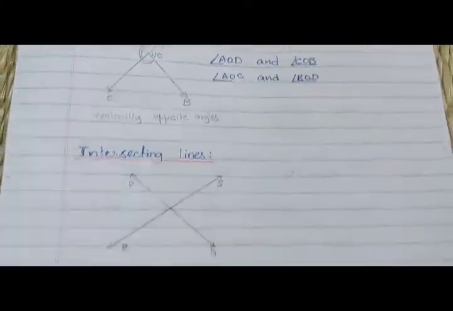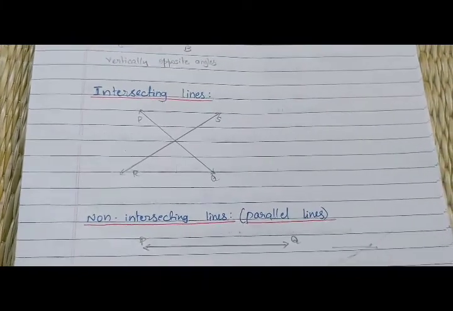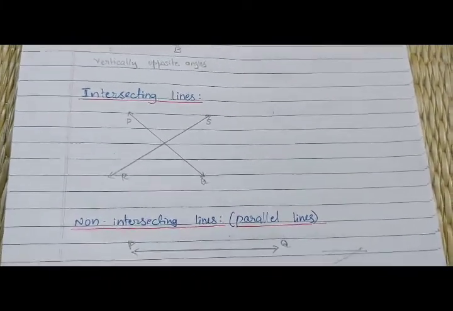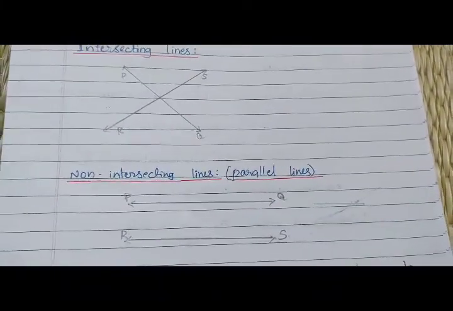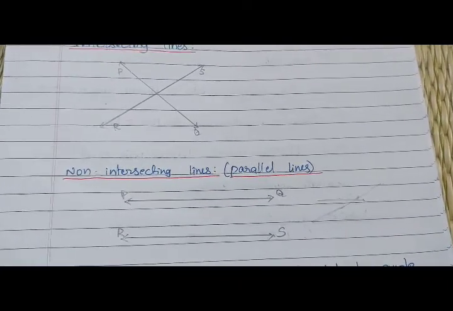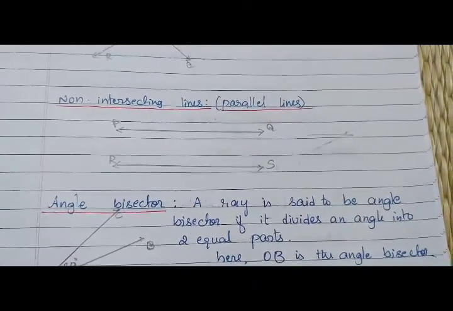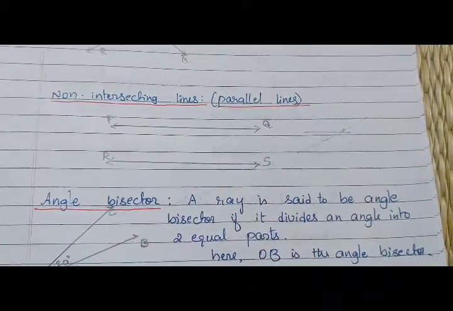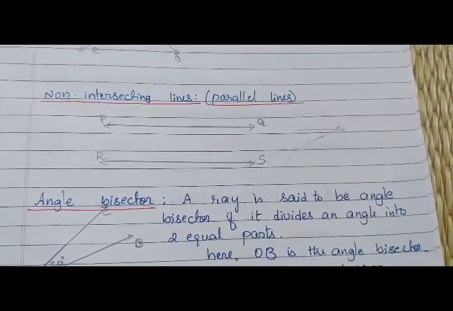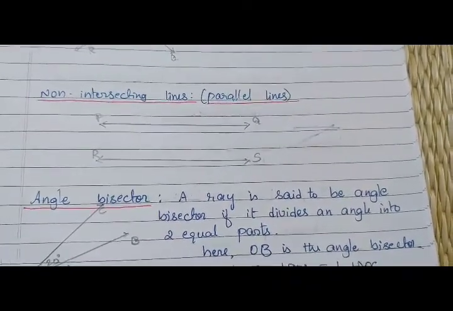Intersecting lines. If two straight lines intersect, then they are intersecting lines. Non-intersecting lines are nothing but parallel lines. If two lines are not parallel, then at one point or another, those two lines will intersect when extended.